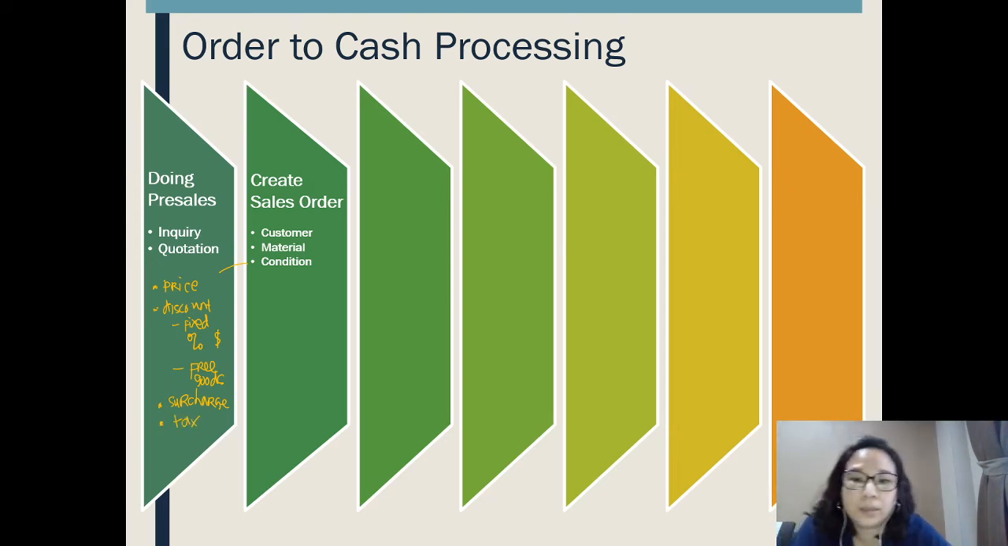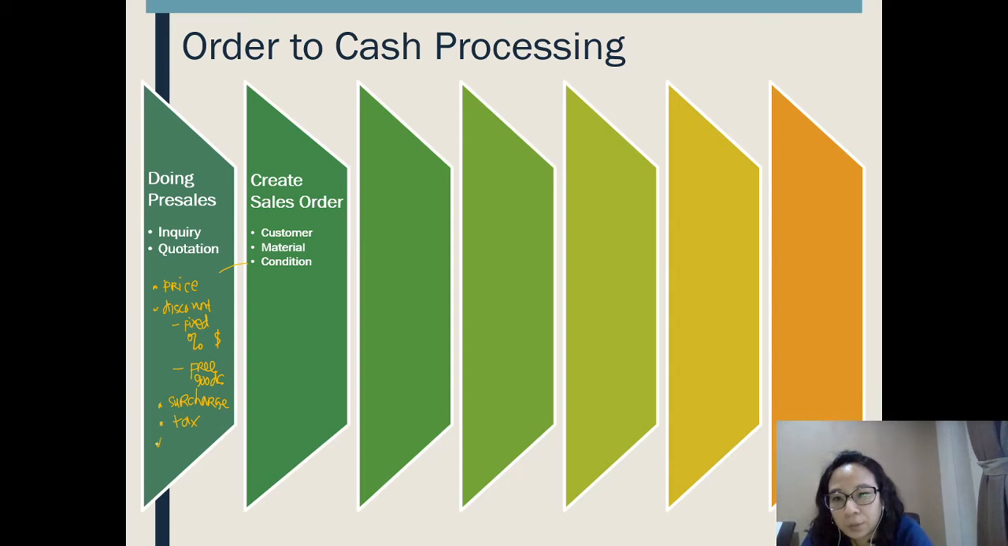The tax can be differentiated, whether we want the customer to pay an included amount of tax. If included, it means the amount that we give to the customer already includes the tax amount. But if we put the tax as excluded, it means later on in the invoice the customer will see how much the price is and how much the tax amount is.